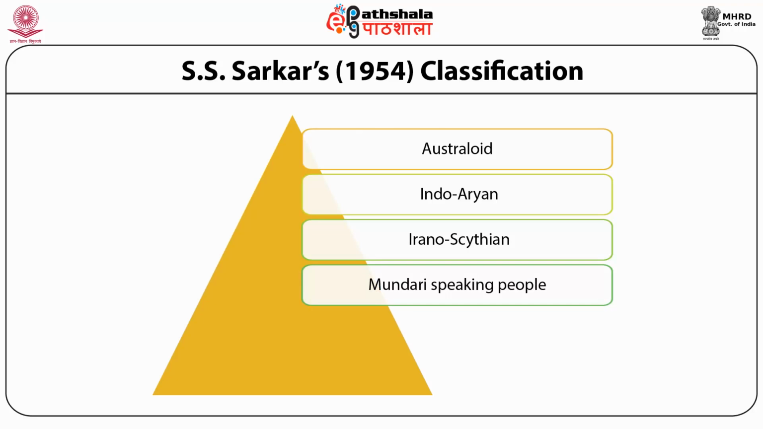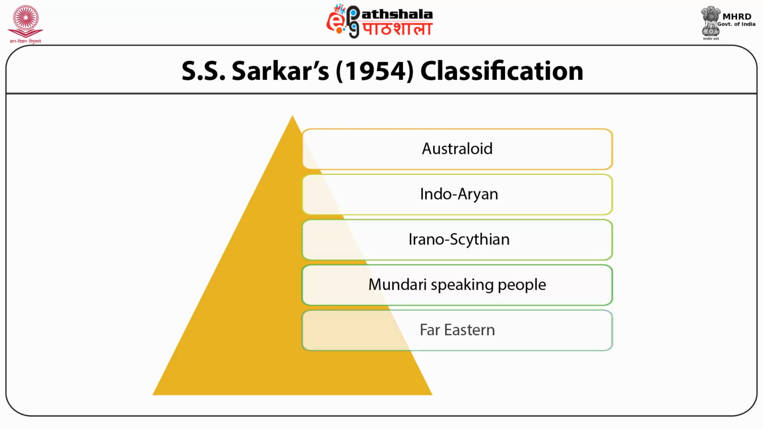The fourth one is Mundari speaking people. Sarkar described them as a people of stocky build and thick set with short stature, long headed with lighter skin color than the Australoid. Their thick straight hair is nearly similar to that of Mongolians. They are confined to the river valleys and plateaus of eastern central India, that is Chota Nagpur, Orissa hills and Madhya Pradesh. They migrated from the east and they appear to have some sort of affinities with the Mongoloid.